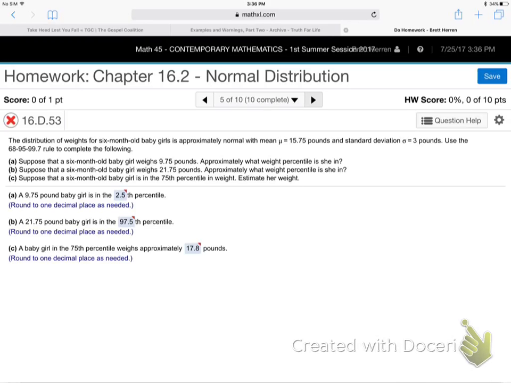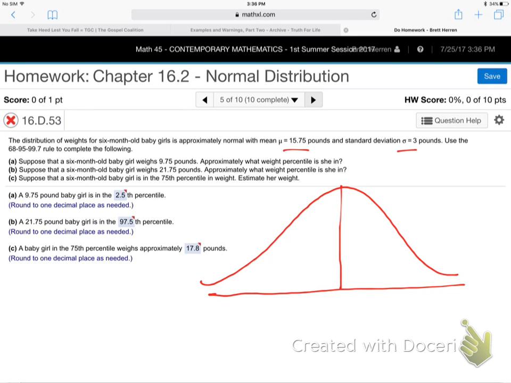Okay, this will be slightly different. So they're giving me baby girls' weights at birth. So the average is 15.75. Standard deviation is 3. So I'm going to draw another curve. Here we go again. Another bell curve. The middle is 15.75. 1 jump, 2 jumps, 3 jumps to the right. 1 jump, 2 jumps, 3 jumps to the left.